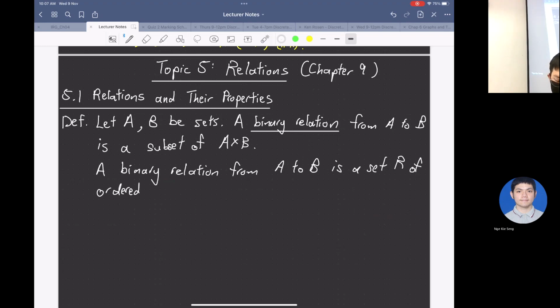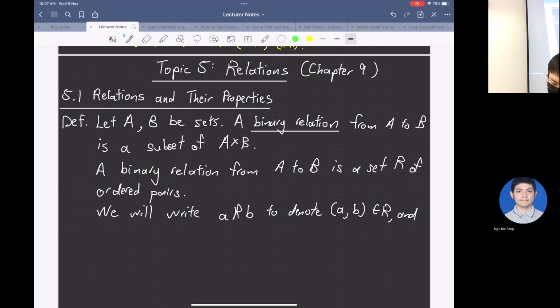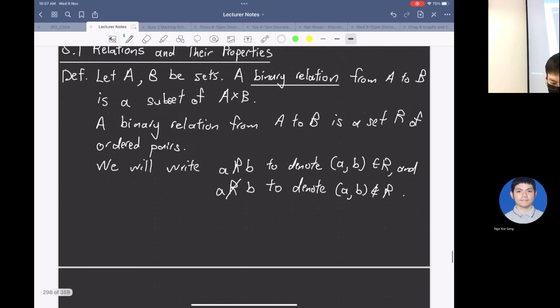So the order is important here. (a, b) and (b, a) are different relations. We will write a R b to denote that the ordered pair is in R. Again, R is a set. Remember, a binary relation is a set. If a is not related to b, we write that the pair is not in the set.